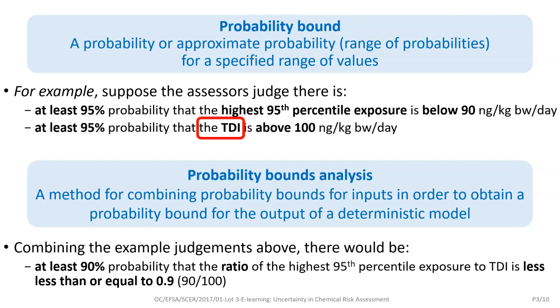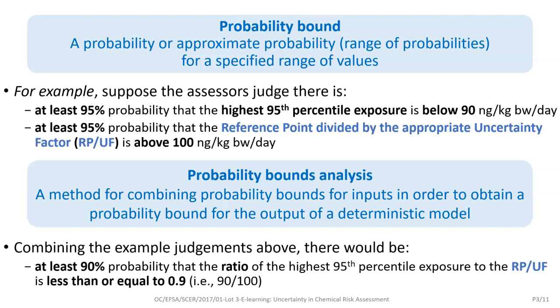The TDI is derived by establishing a reference point, which might be a no observed adverse effect level or a benchmark dose, and dividing it by an appropriate uncertainty factor. So a possible solution is to express uncertainty for the reference point divided by an appropriate uncertainty factor, or RP over UF, rather than for the TDI itself. Other possibilities exist, but for the purpose of illustration, I will use RP over UF in the rest of this presentation.